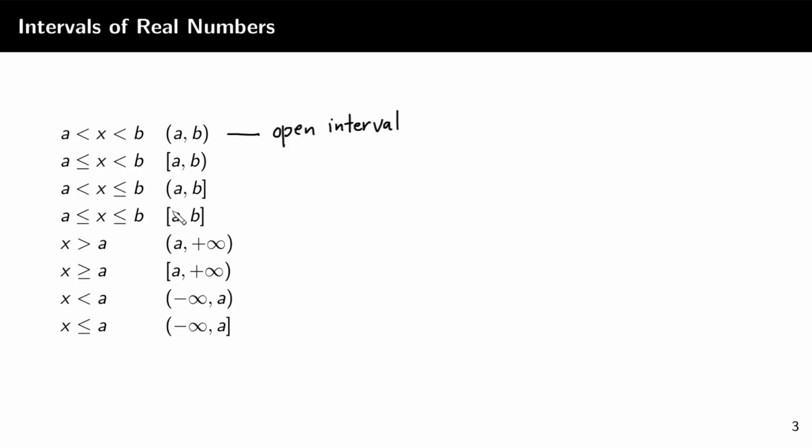So kung gusto natin kasama yung A tsaka B, so ano yung inequality natin? A is less than or equal to X, less than or equal to B. So ito ngayon yung notation natin. So ang tawag natin dito ay, this is the closed interval AB.